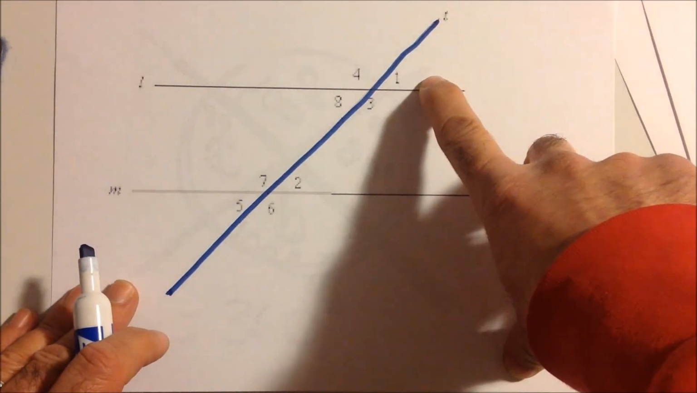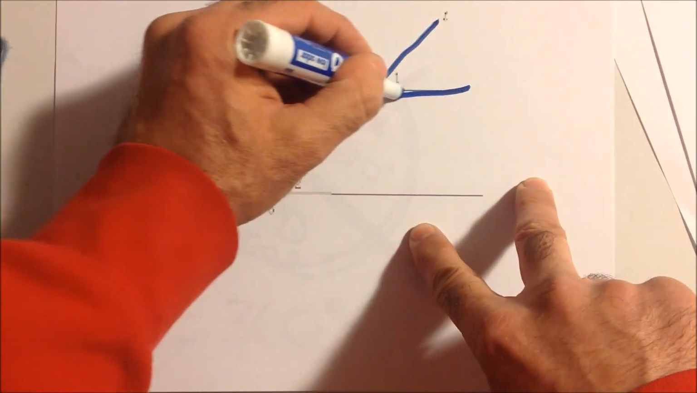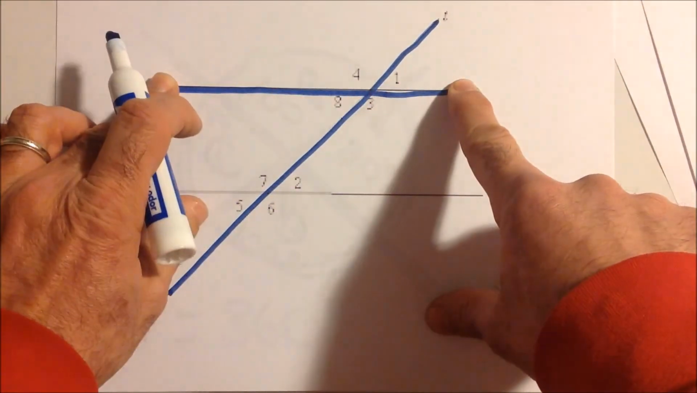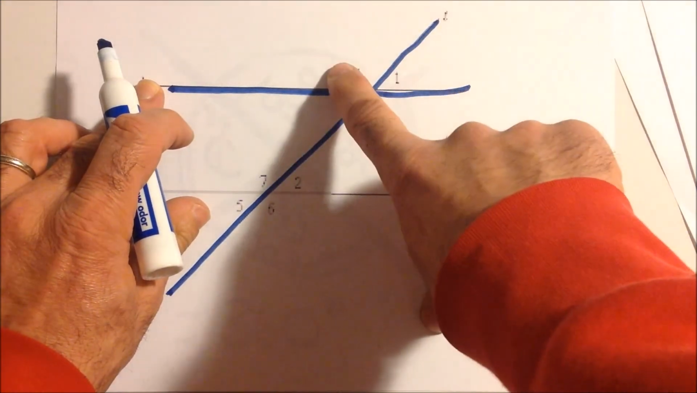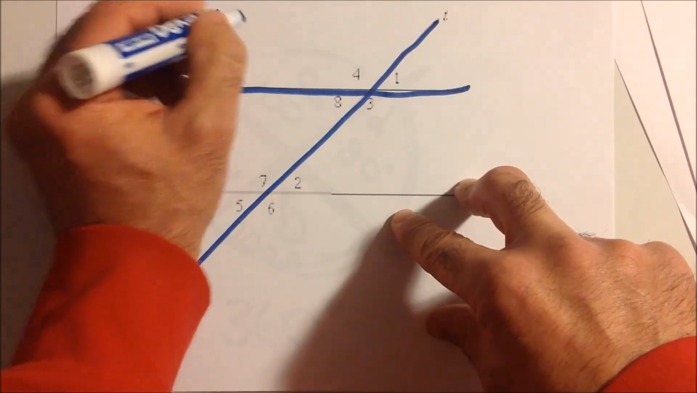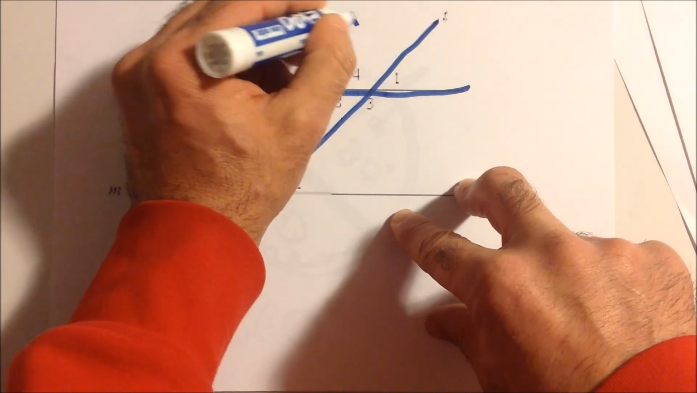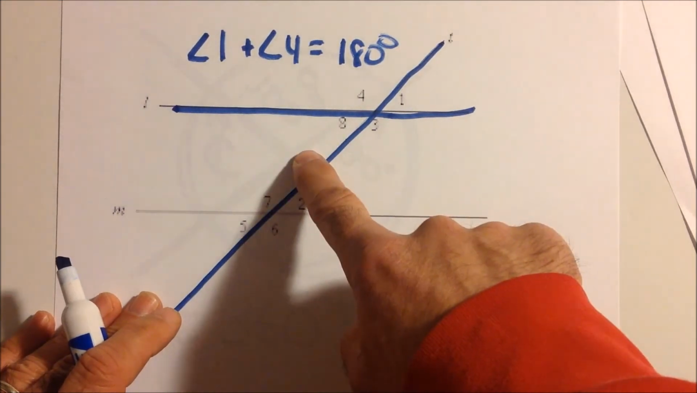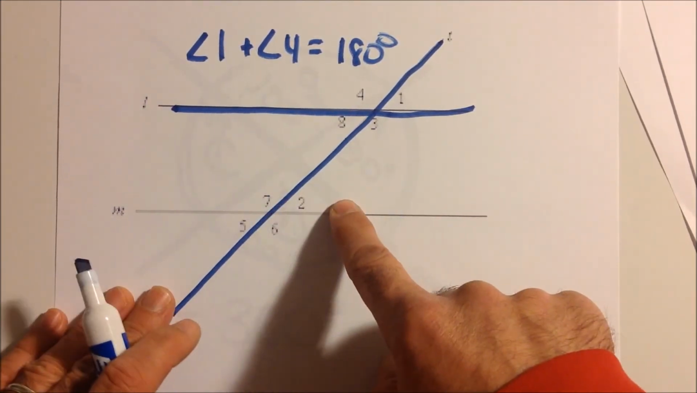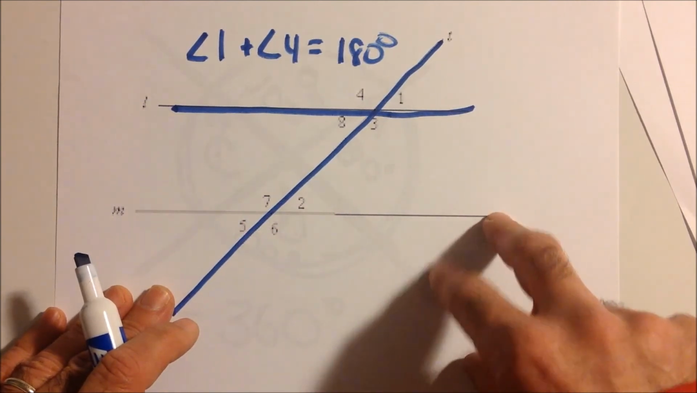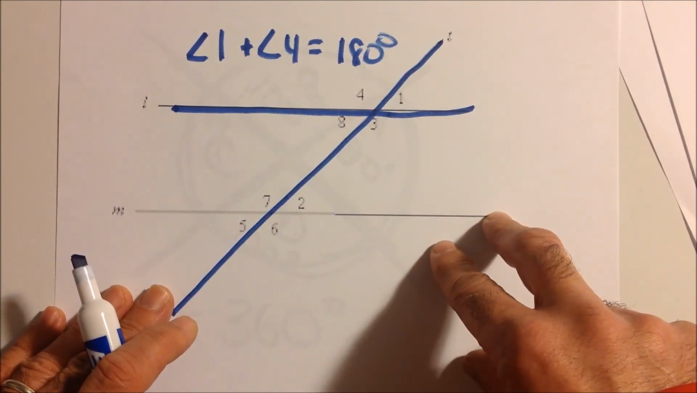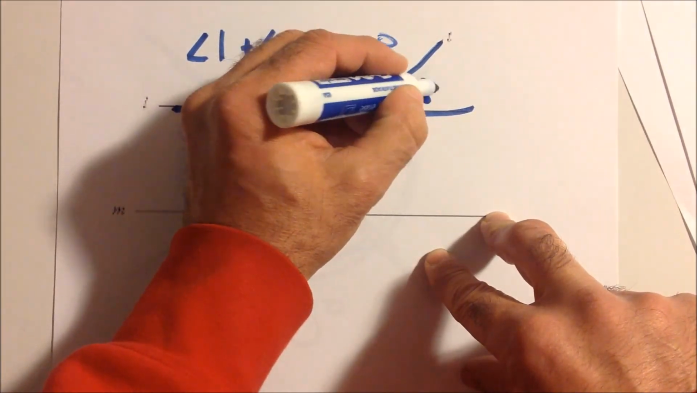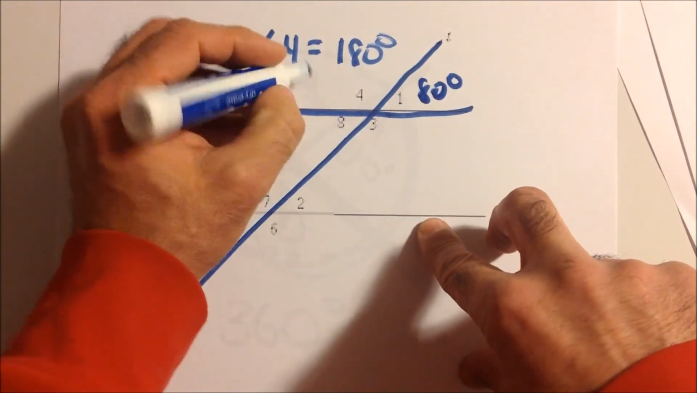So here we have angle 1 and angle 4, and they're on this line. And if they're on this line, this equals 180 degrees. So angle 1 plus angle 4 have to equal 180 degrees. Same goes for angle 3 and angle 8, and angle 7 and angle 2, and angle 5 and angle 6. They have to equal 180 degrees. So, if angle 1 was 80 degrees, that's an easy one, angle 4 would have to be 100.